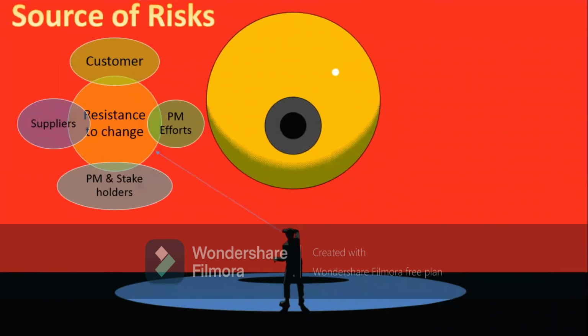So the sources of risks: the risk comes from the customer. The customer does not provide cooperation, all right? The customer does not provide the information to produce the product. The customer does not perform the user acceptance test, right? And the PM, lack of PM efforts. The PM is not taking care of the project, he's not following up, he's not providing flexibility to the team, he's not providing assistance to the team. Project management and stakeholders, they are not working together as shareholders.